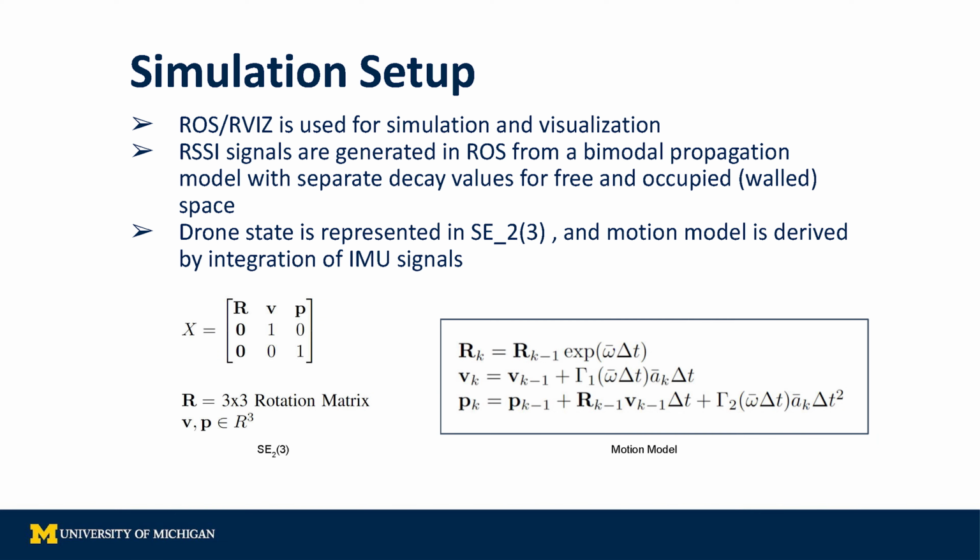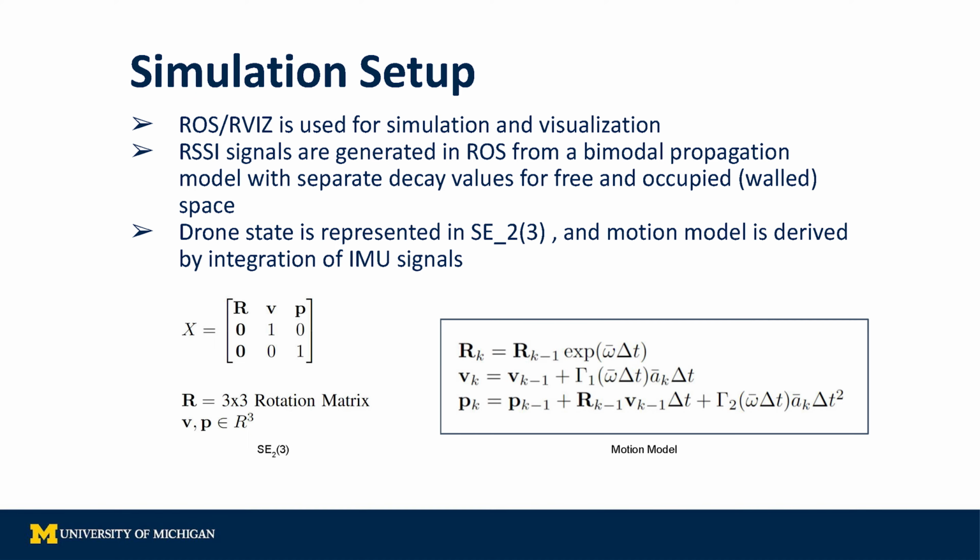For our simulation, we used ROS and RVIZ for simulation and visualization. The RSSI signals were generated in ROS using a propagation model with separate decay values for free and occupied space. And the drone state was represented in SE23 with rotations, positions, and velocities. And the motion model was derived using the integration of IMU signals.